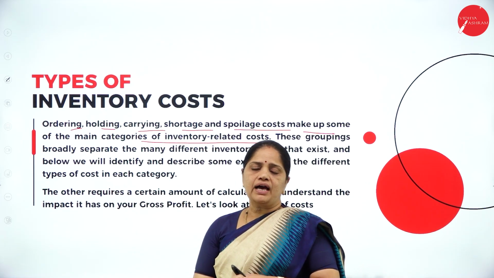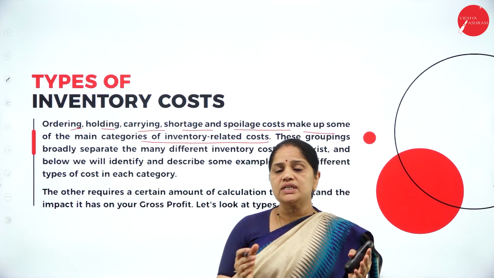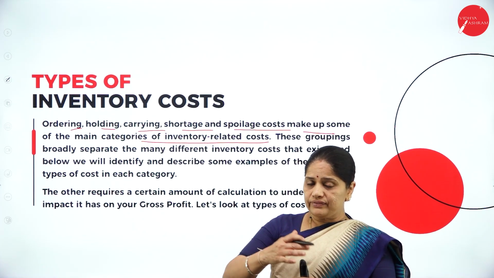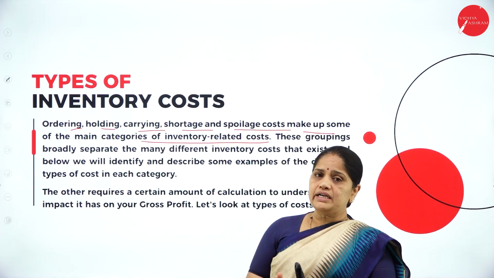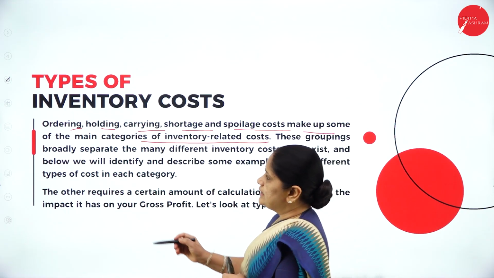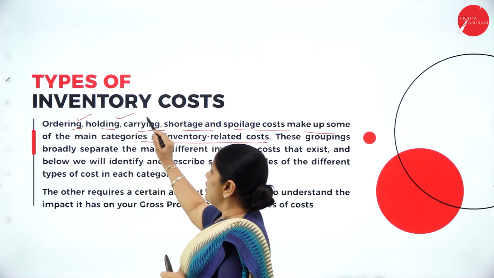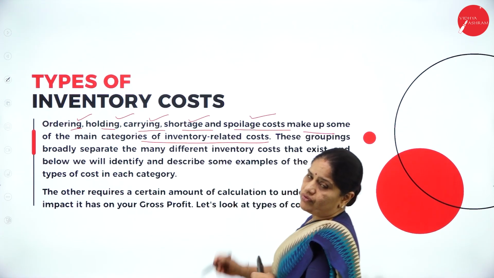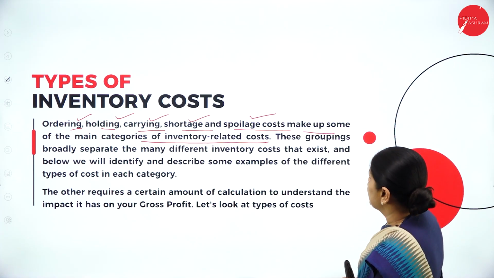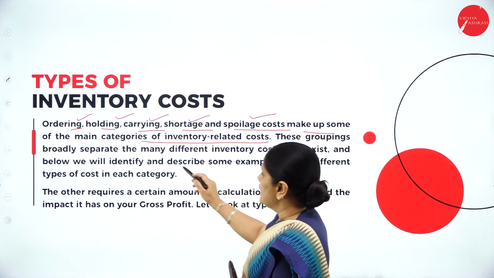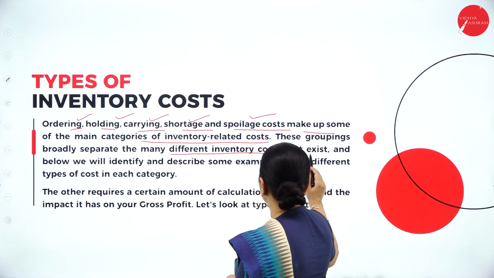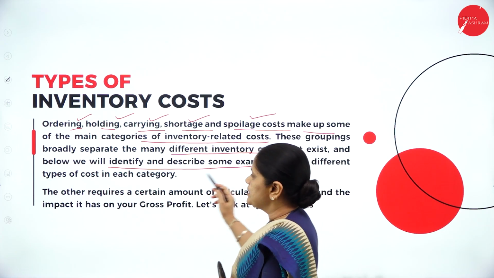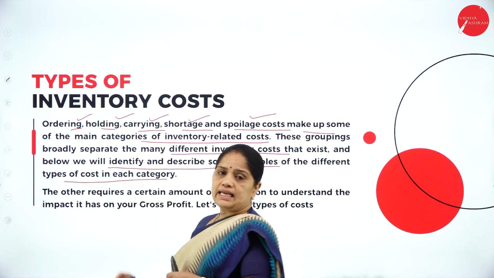So whenever we have decided to hold a huge inventory, it will carry various costs. Now we have this classification of inventory cost. We can classify them as the ordering cost, holding cost, carrying cost, shortage and spoilage cost. They are the main categories of costs involved in holding the inventory. These groupings broadly separate the many different inventory costs that exist, and below we will identify and describe some examples of the different types of cost in each category.